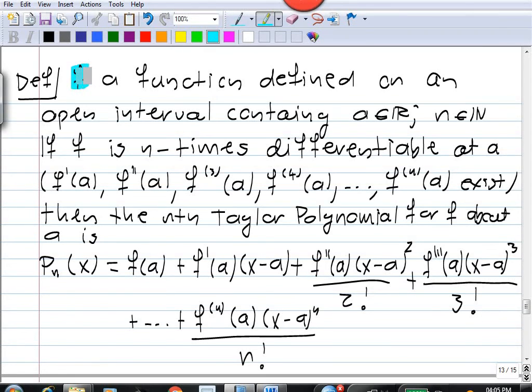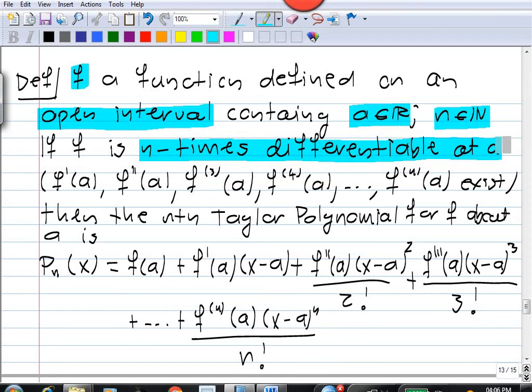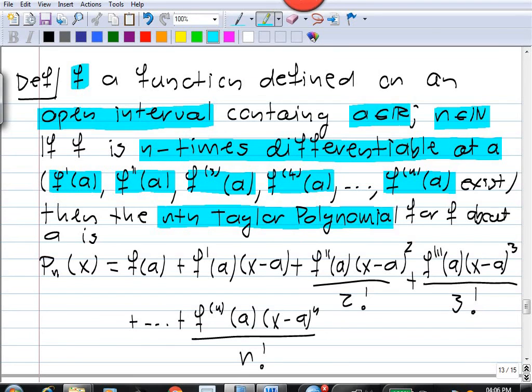We have a function f, and this function is defined on an open interval containing the real number a, and we have some natural number n, and we assume that f is n times differentiable at a. So that means the first derivative of f at a exists, the second derivative exists, the third derivative exists, the fourth derivative, and so on up to the nth derivative. Then we can write down what we call the nth Taylor polynomial for f about a. And this is just the polynomial written down here.